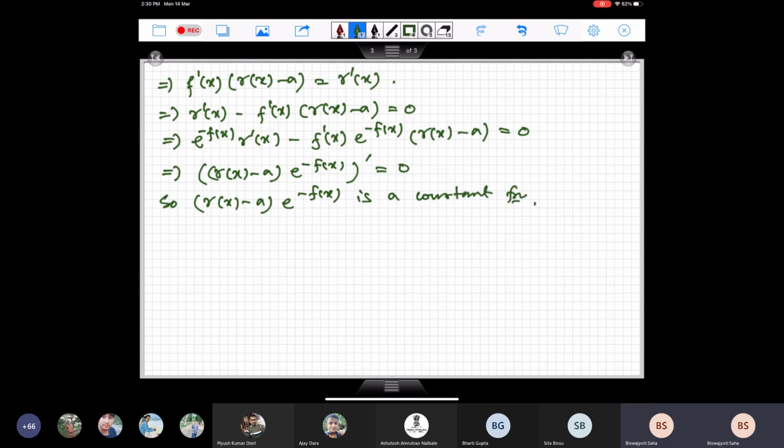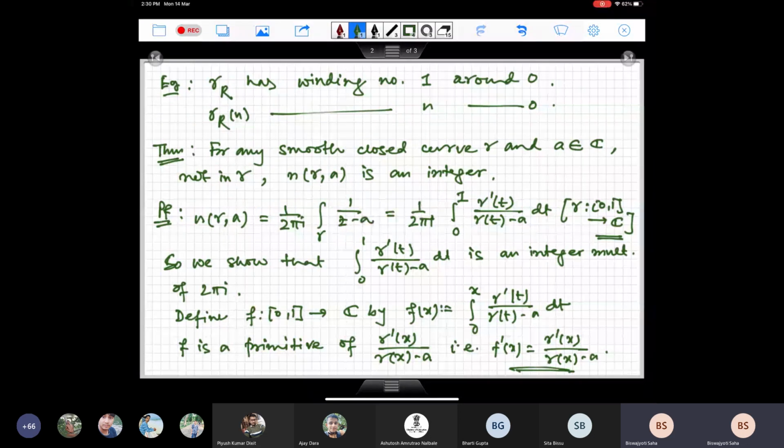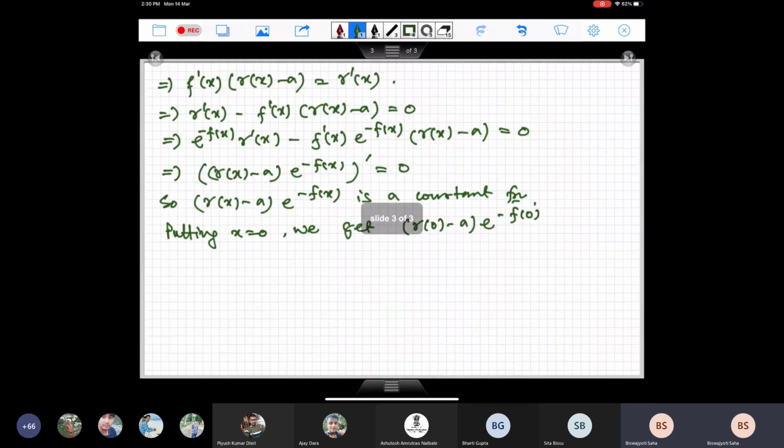Now I need to figure out what this constant is. That's very obvious: you just evaluate at a particular point, let's say x equal to 0. Putting x equal to 0, we get gamma(0) minus a times e to the power minus f(0). Now, what is e to the power minus f(0)? Going back to the definition, f(0) is the integral from 0 to 0, so f(0) is just 0. So e to the power minus f(0) is e to the power 0, which is 1.